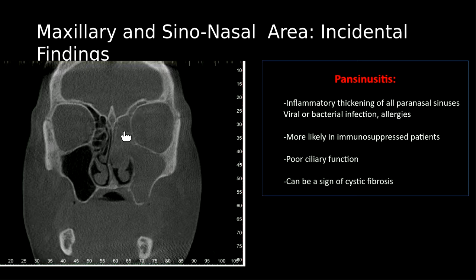This is your exam question. I'll ask you where the pansinusitis is happening. So you have to tell: left maxillary sinus, left ethmoidal sinus, and the frontal area too. Okay, please remember this one.